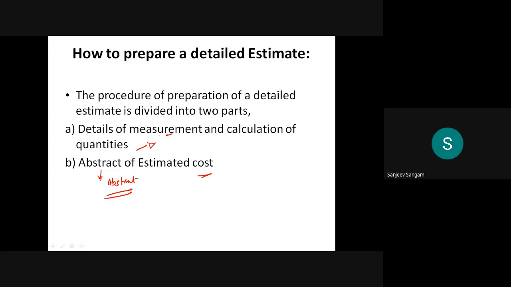Normally in a detailed measurement you have L, B, H. So how much length, how much breadth, how much height will be there. But in the abstract, we'll directly write the meter cube and the cost. So we have that table. I'll give you the exact format for the abstract and the exact format for the detailed measurements.